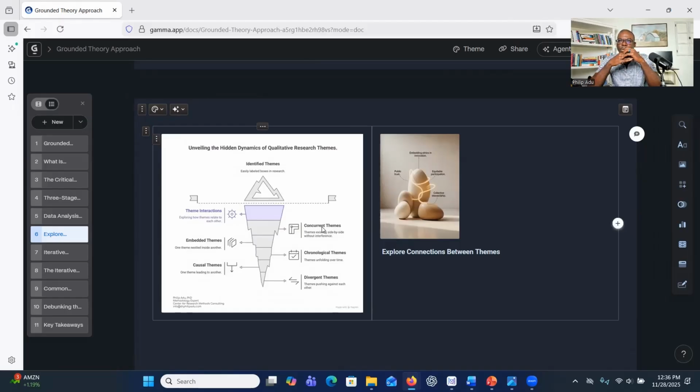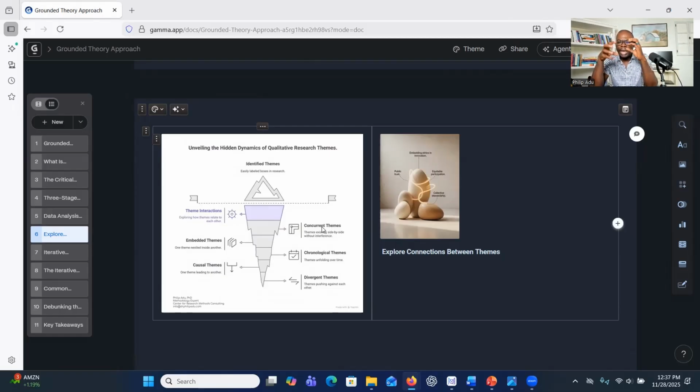We have chronological relationship or sequential relationship. That's when one theme comes and then is followed by another theme. We also have divergent relationship. Are they opposite, contradicting each other? We also have a hierarchical relationship. It's one theme under the other, right? We also have a causal relationship. It's one thing leading to the other.